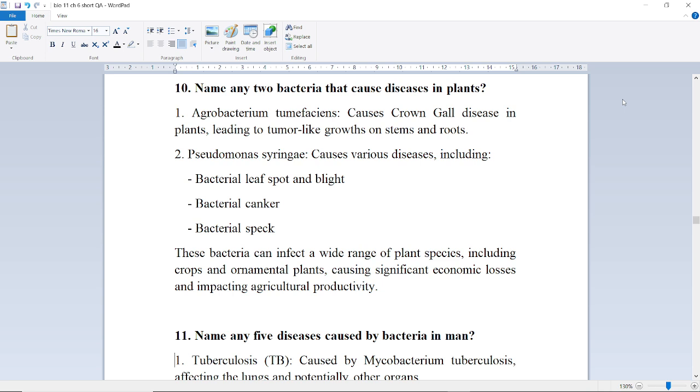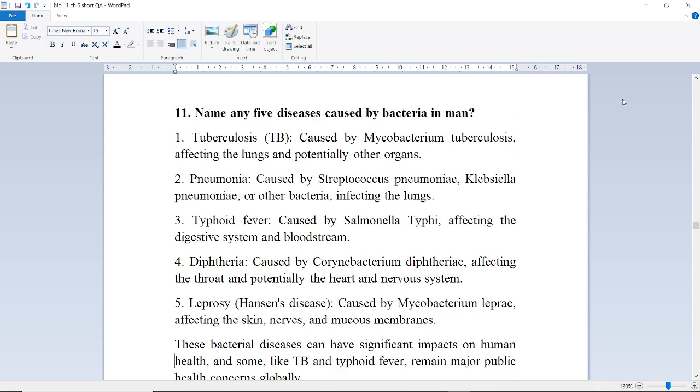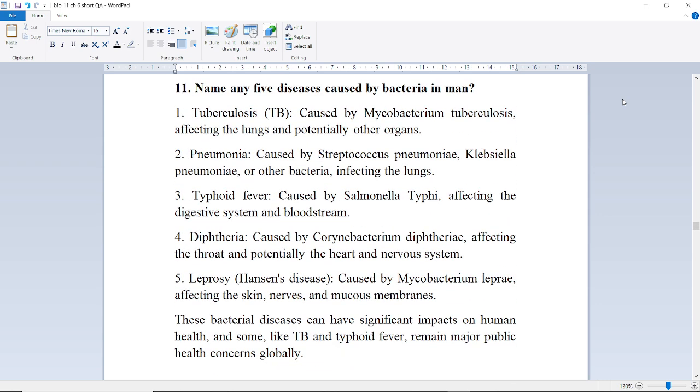Next is Pseudomonas syringae, causes various diseases including bacterial leaf spot and blight, bacterial canker, bacterial speck. These bacteria can infect a wide range of plant species, including crops and ornamental plants, causing significant economic losses and impacting agricultural productivity. Next question is, name any 5 diseases caused by bacteria in man.